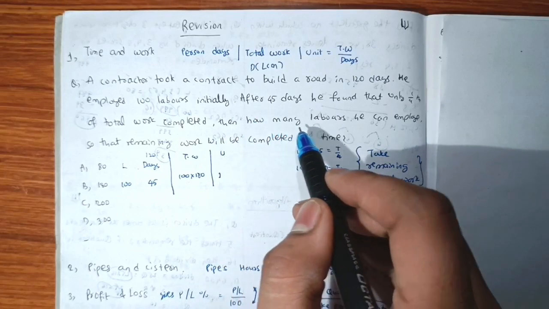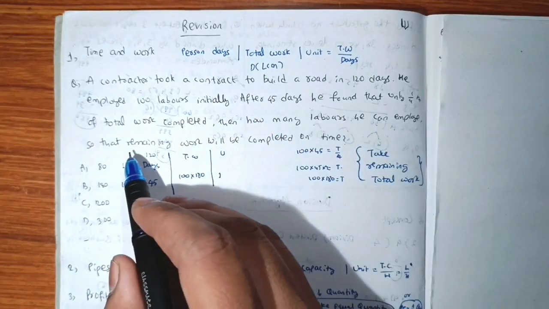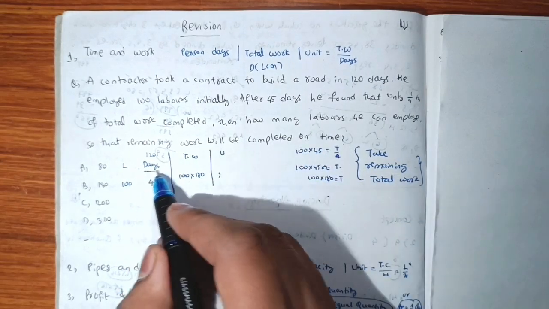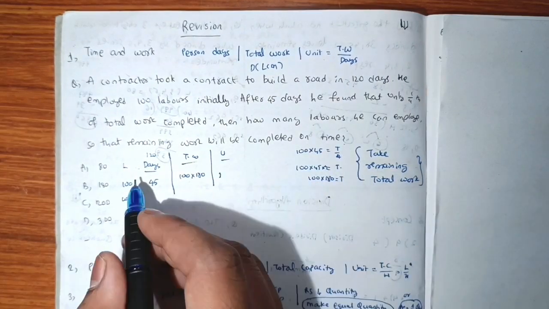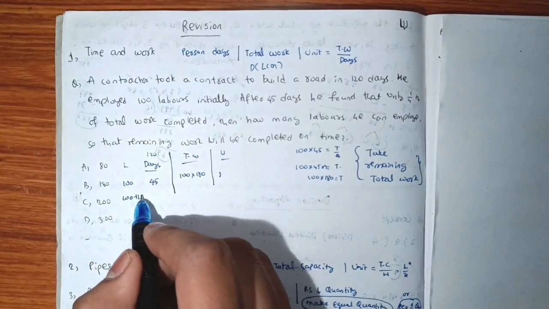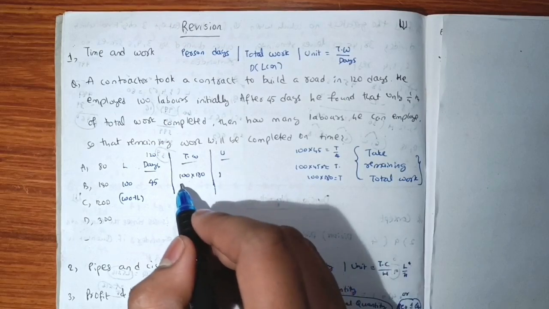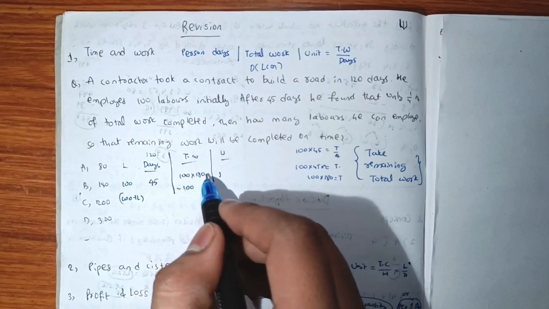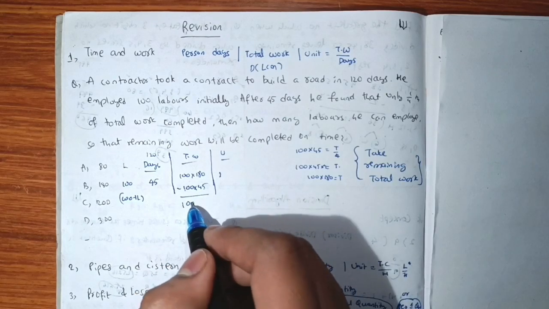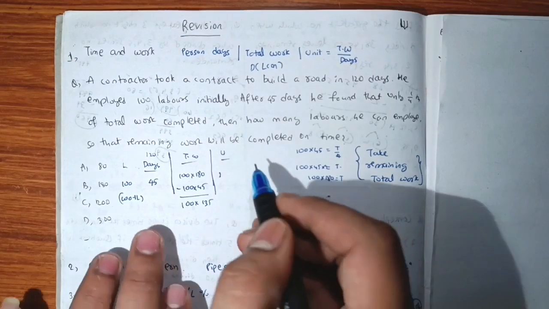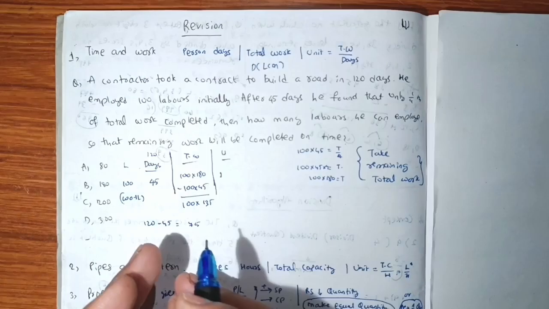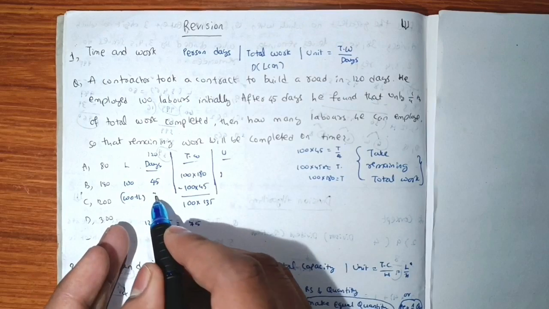Then how many laborers can he employ so that the remaining work will be completed on time? Here we have days, total work and unit. In addition to the laborers, he needs to complete this work. The total work is 100 into 180, and 100 into 45 days is completed. The remaining work is 100 into 135 days. It needs to be completed in 120 minus 45 days, which is 75 days.